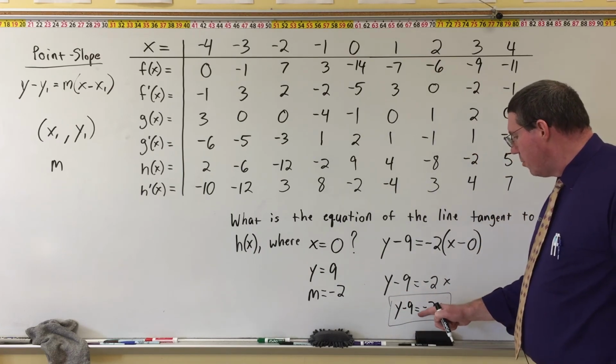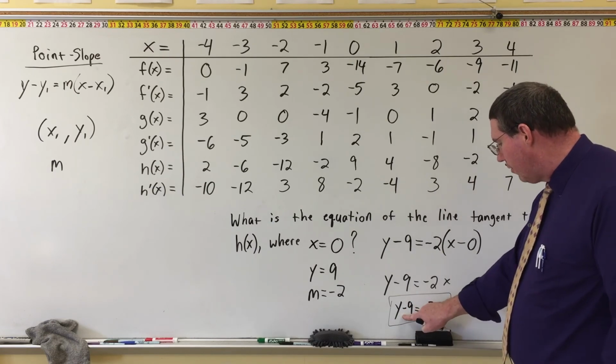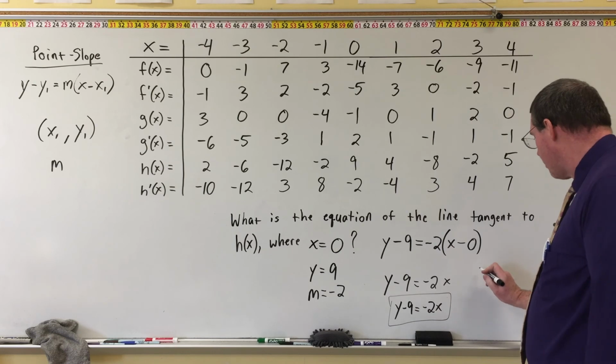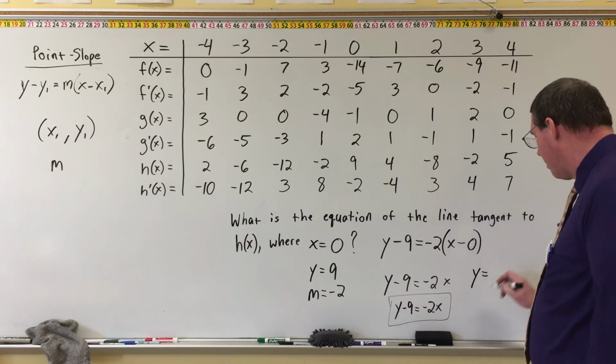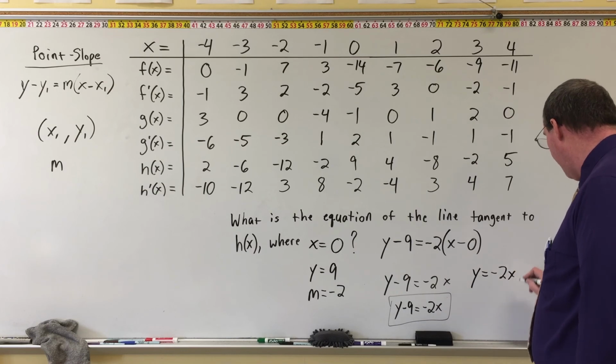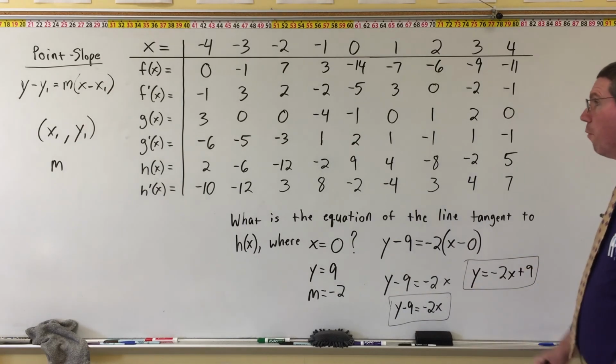But notice how easy it would be to now convert this into slope-intercept form. We can just add 9 on this side and add 9 on this side, and that's going to cancel the -9 over here, and we would just have y is equal to -2x plus 9. So this would be your slope-intercept form.